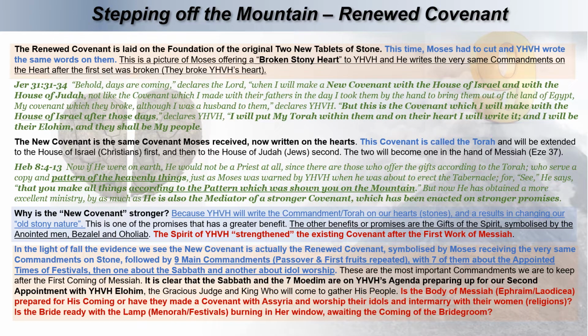But this is the covenant which I will make with the house of Israel after those days, declares Yahweh. I will put my Torah within them on their heart, and I will write it, and I will be their Elohim, and they shall be my people."